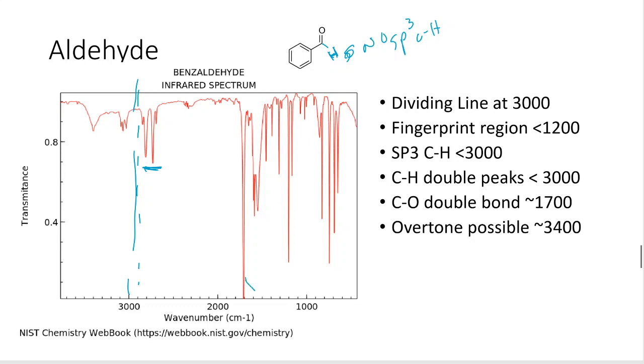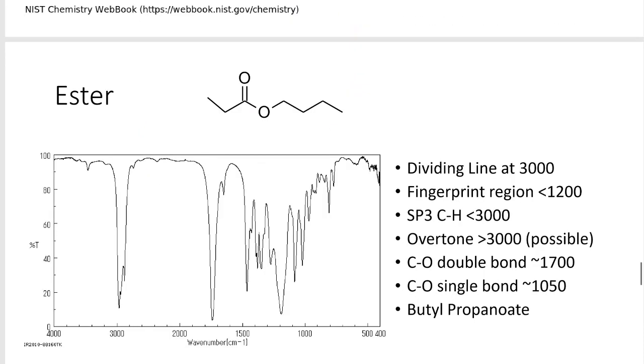Again, we have a peak at around 1700 for our carbon-oxygen double bond. So I'm going to write aldehyde CH on here. We have a carbon-oxygen double bond at about 1700. We've got an overtone at around 3400. This is an aromatic species here, so we've got all the other features that were available for an aromatic system. I think I'm going to keep this simple by just sticking to the aldehyde functional group here.